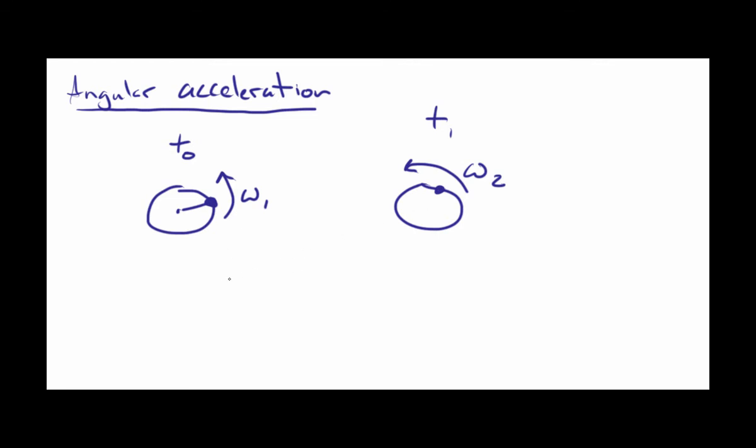All right. So our angular acceleration then we can calculate, and we give it the Greek letter alpha. It's simply the difference in the angular speed divided by the difference in time.